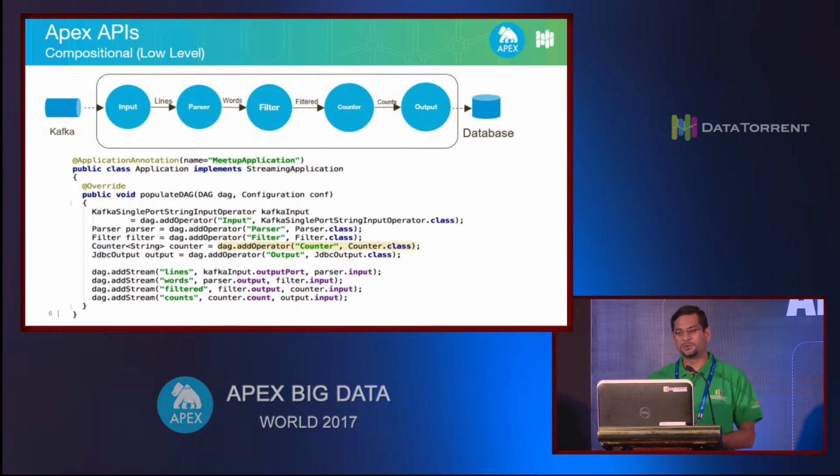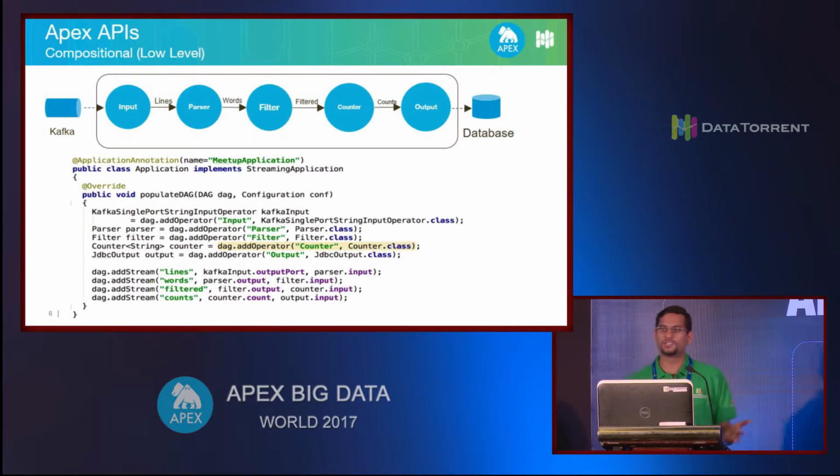Now, in populateDAG, there are two main methods which one has to use to define the DAG. The very first method is DAG.addOperator. You can see that there is addOperator for Kafka, there is addOperator for parser, there is addOperator for filter, counter, and the output. Okay. All that this particular API does is it takes a class which has a definition of the operator and puts it, or registers it, in the DAG.